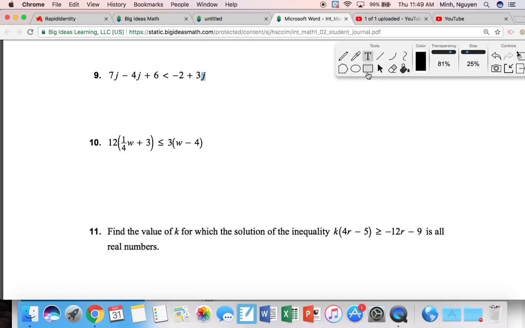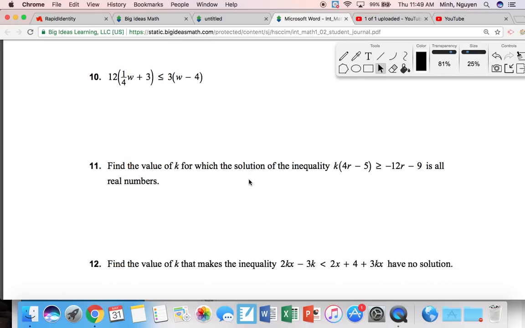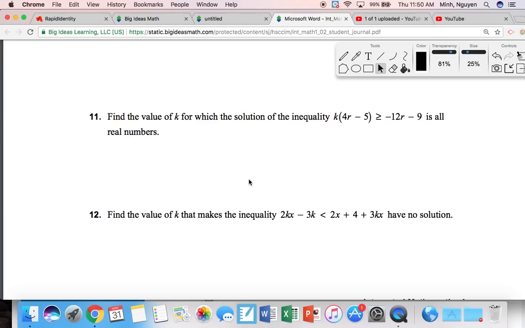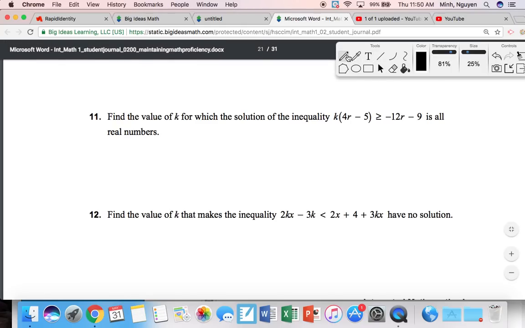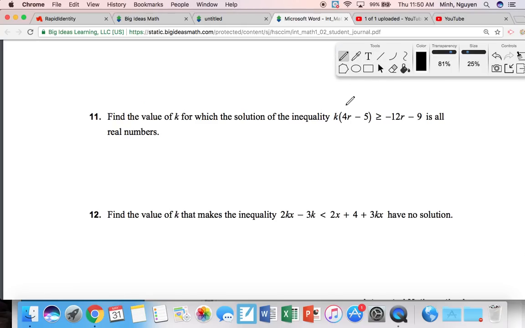Okay, now we're on the last two problems of this section of your student journal. Find the value for which the solution of the inequality is all real numbers. That means we want to get to the point by essentially canceling all the variables we can, and whatever resulting inequality we get, if it's all real numbers, then the inequality, when we read it out loud, should be true. If it was not, then it would be false.